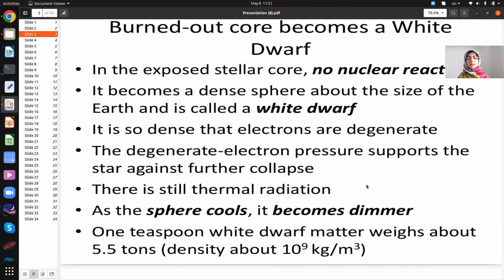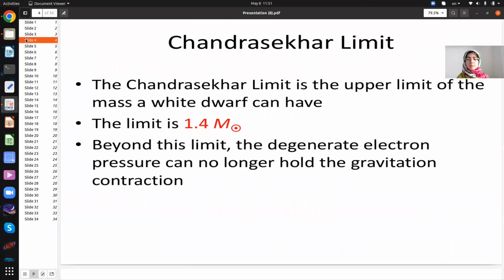There is still thermal radiation. As the sphere cools, it becomes dimmer. One teaspoon of white dwarf matter weighs about 5.5 tons. Density is about 10 to the power 9 kilograms per meter cubed.